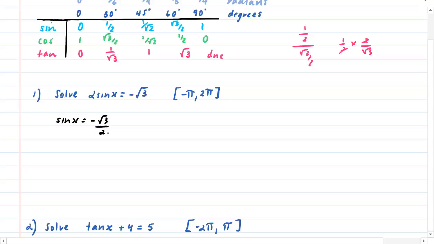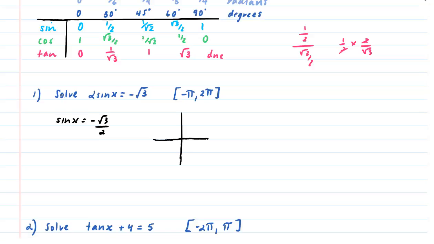The next thing to do is to draw a sketch of your unit circle. So you want to ask yourself, where is sine negative? And sine is negative in the bottom 2 quadrants. So you can just draw yourself 2 lines. And then for what value in radians do we get sine equal to root 3 on 2? So you can look at your table now, but hopefully you'll memorize it. It's pi on 3.